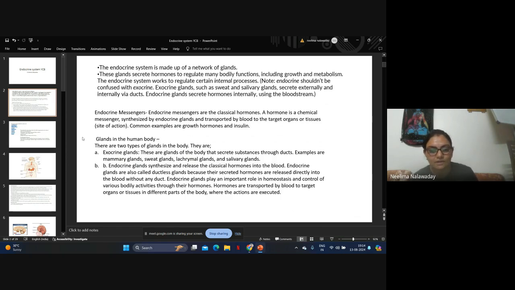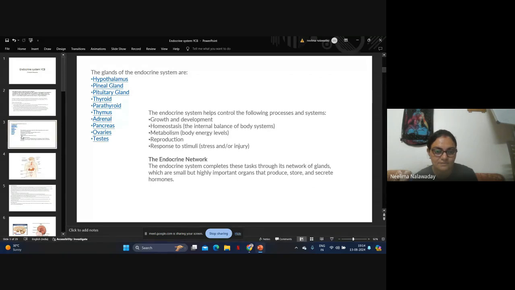Now, endocrine and exocrine, this point is clear. Endocrine means ductless glands, and exocrine glands are with duct. Examples of exocrine glands are mammary glands, sweat glands, lacrimal glands present in the eyes, and salivary glands, which we already saw in the gastrointestinal system. Examples of endocrine glands are hypothalamus, pineal gland, pituitary gland, thyroid gland, parathyroid gland, thymus, adrenal, and pancreas. Pancreas is an exocrine as well as an endocrine gland because it has a duct, and it has endocrine function also, which we are going to discuss again.